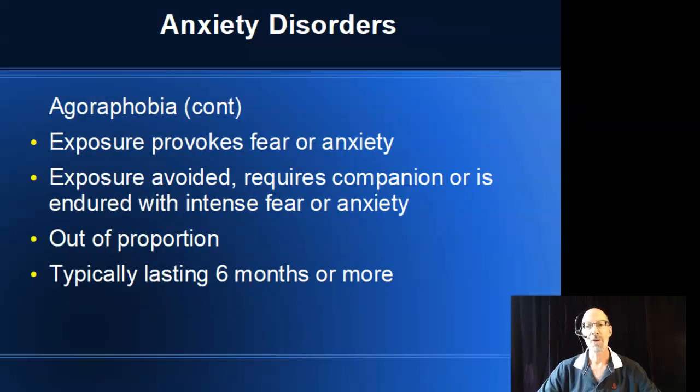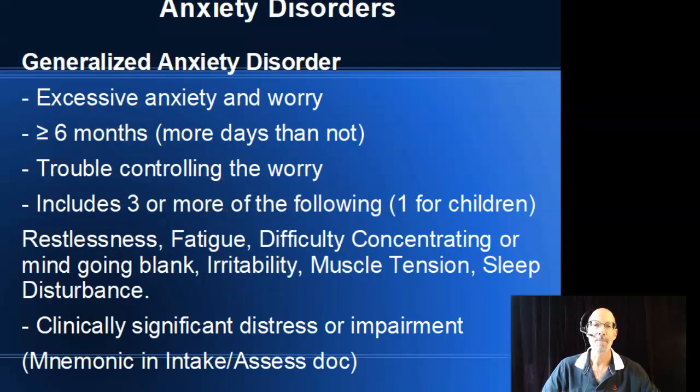Exposure provokes fear or anxiety. Exposure is avoided, requires a companion, or is endured with intense fear or anxiety. It's out of proportion, and it typically lasts, again, not a hard duration, 6 months or more. And then GAD: excessive anxiety and worry, at least 6 months minimum duration, more days than not experiencing this.